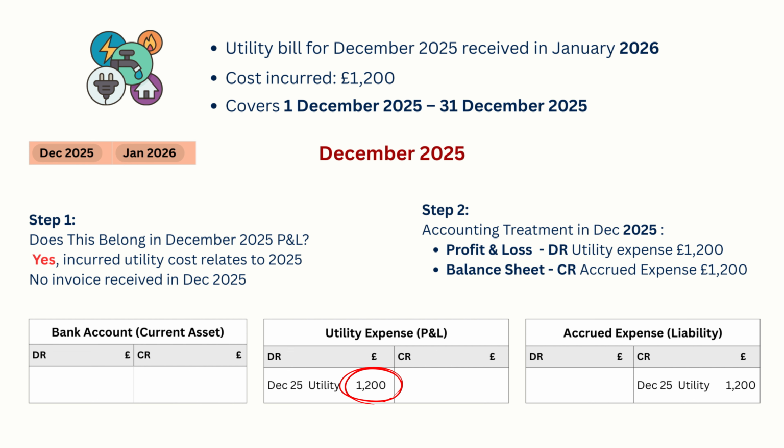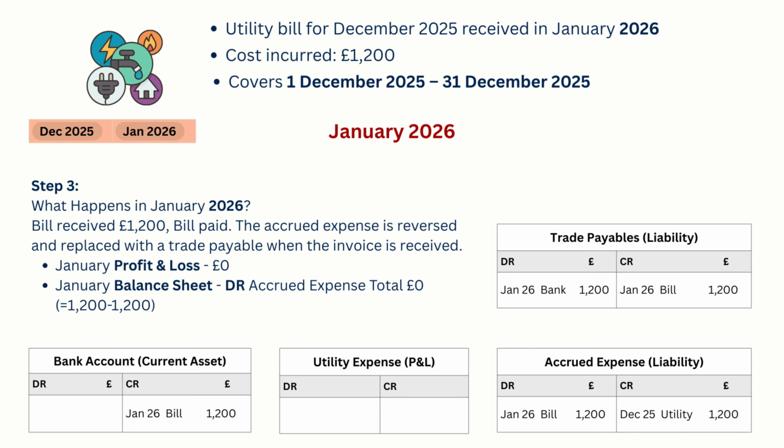In December, we debit utility expense £1,200 in the profit and loss and credit accrued expense on the balance sheet. This shows that we have recognised the cost and recorded a liability. In January, the invoice is received and paid. The accrued expense is reversed and replaced with a trade payable, which is then settled. There is no profit and loss impact in January 2026 because the expense was already recognised in December.